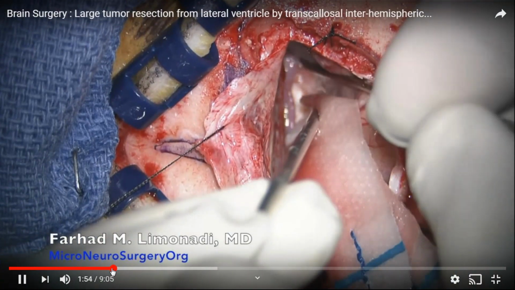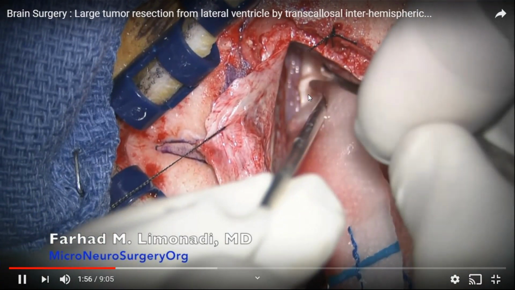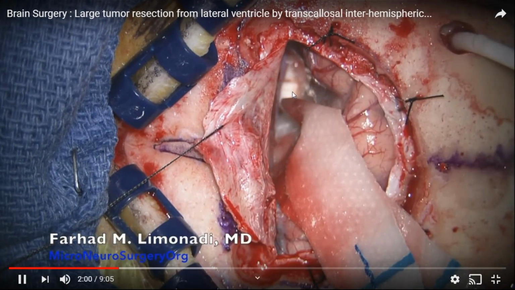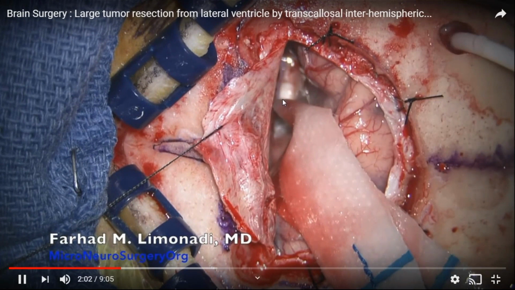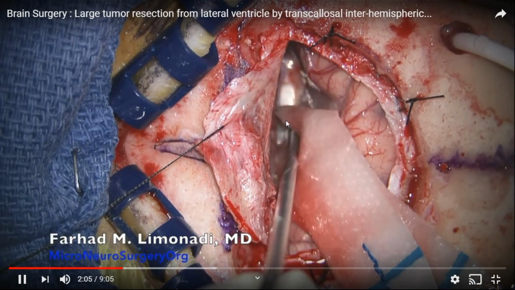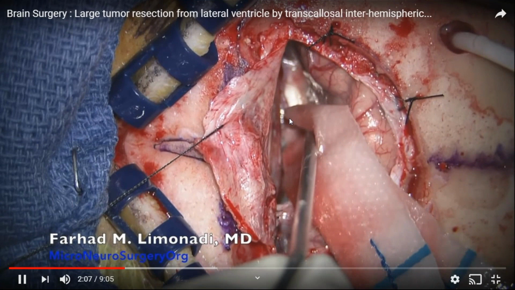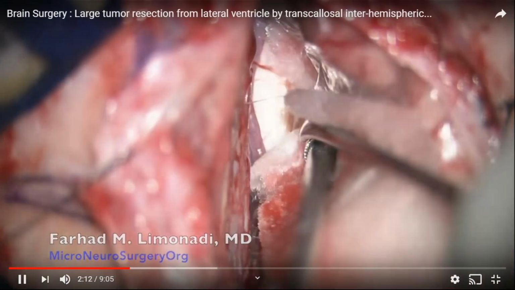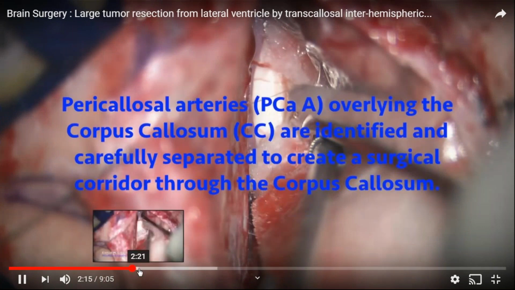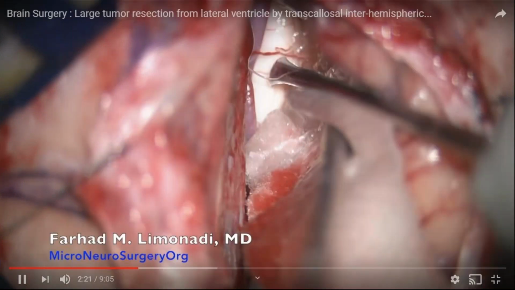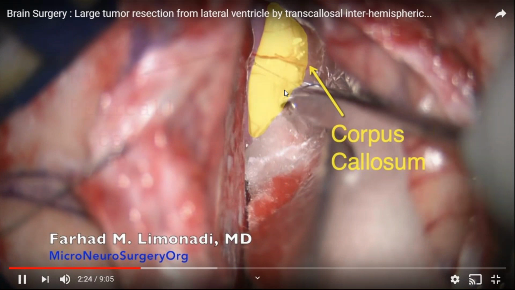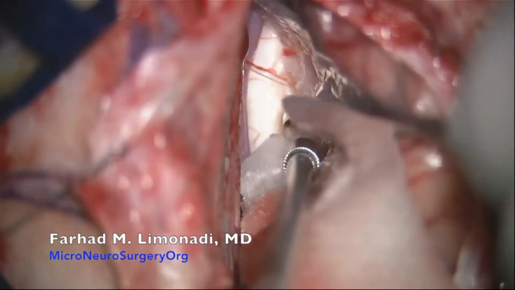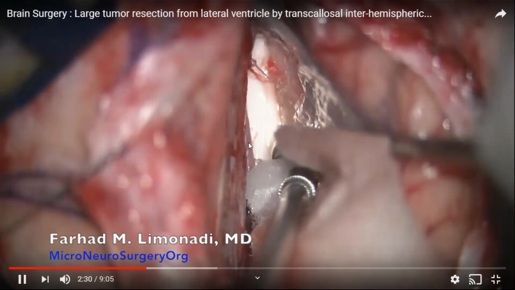You can see there's some whitish structure over here. That is the corpus callosum. This is the right cerebral hemisphere, and this is the corpus callosum seen from above. What should be lying below this? Below this is the body of the lateral ventricle. And you can see the parietal blood vessels which have been retracted.